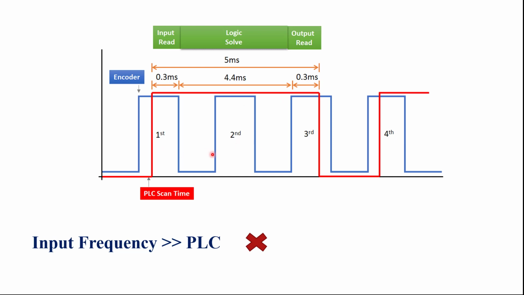So if the encoder frequency is high, the input is not read by the PLC properly and the PLC does not show the accurate output. So we can say that if the input frequency of the input device is higher than the PLC scan rate, the PLC is not synchronized with the input device and does not show the accurate output. So the input device and the PLC should be synchronized. It means the PLC scan time should be faster and the input frequency should be lower.